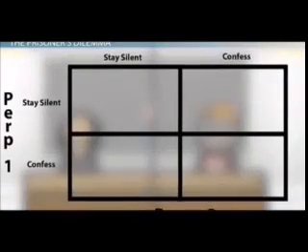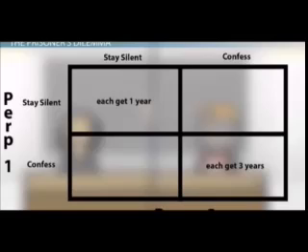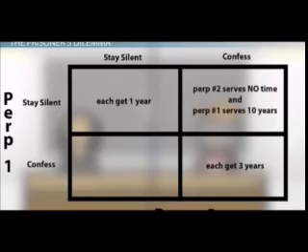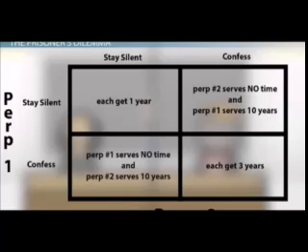Here's what could happen. A. If both perps confess, they each get 3 years. B. If both perps stay silent, they each get 1 year. C. If perp number 1 stays silent and perp number 2 confesses, perp number 2 serves no time and perp number 1 serves 10 years. D. If perp number 2 stays silent and perp number 1 confesses, perp number 1 serves no time and perp number 2 serves 10 years.